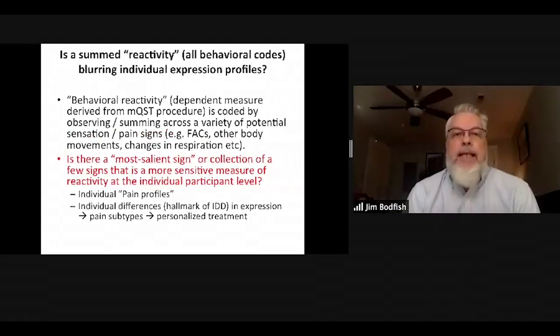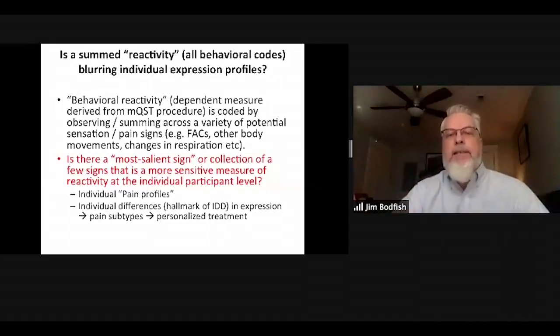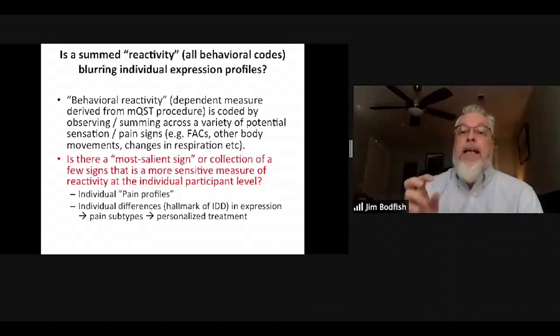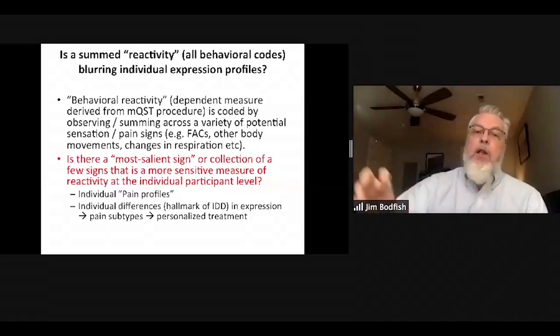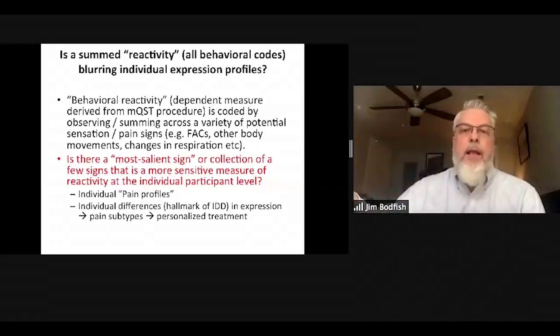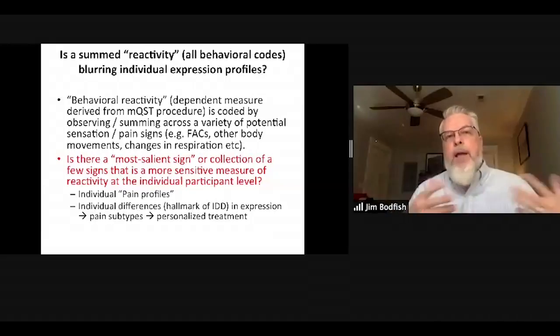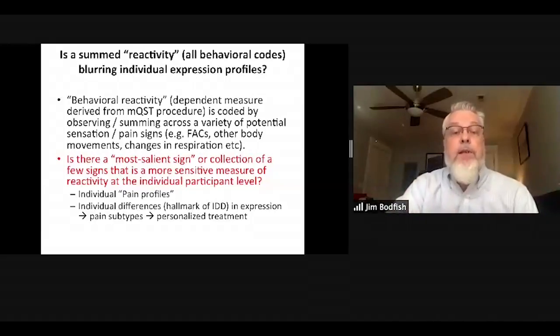A third area is that the coding approach is summing across a lot of different potential signs of pain or discomfort. And that leaves open the possibility that at the individual level, there may be something very salient, or a small collection of behaviors that are more salient and potentially more sensitive. And that the global coding approach, which you have to start with, may be blurring some signal at the individual level. In pain work, this is thought about as individual pain profiles, but this promise of individual differences could potentially be really extended by thinking of individual pain profiles within the data.